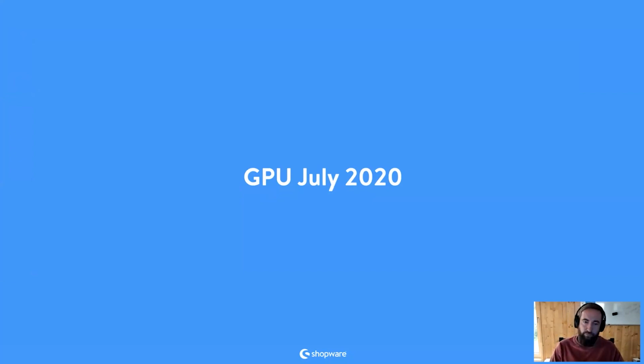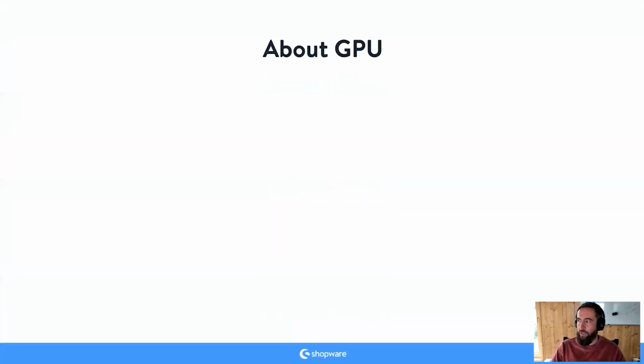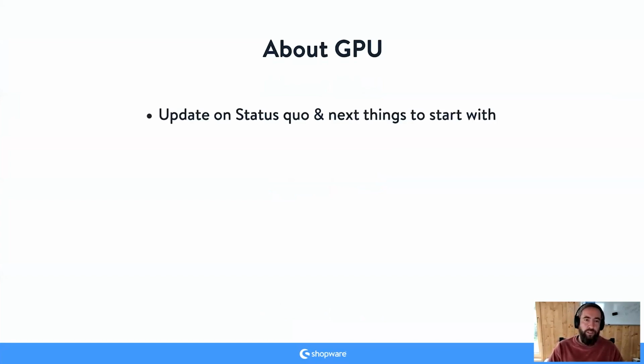So I will give you a few words about this format, what this is all about, and some key facts about it. We call it GPU, or Global Product Update, because we give the company, and now also you, an update on the status quo of things we are working on right now and things we will start next with. Also, we will give some updates on the roadmap if there are any.